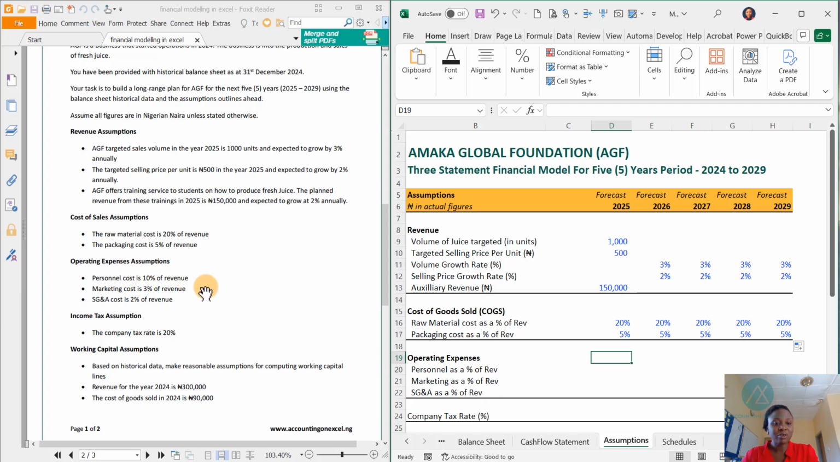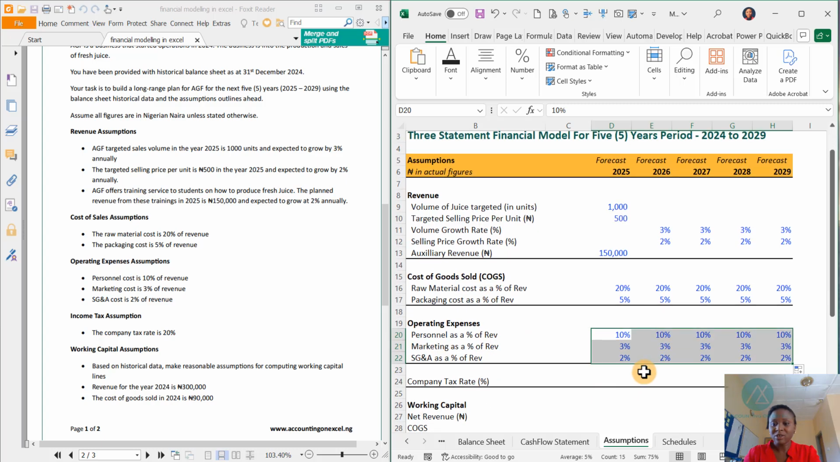Personnel cost is 10% of revenue, marketing cost is 3% of revenue, and SG&A, that is selling, general and admin cost, is 2% of revenue. So we put 10% here, 3% here, and this is 2%. Just copy to the right. So you can see how we are picking all the assumptions, right? It's going to be increasing at that rate.